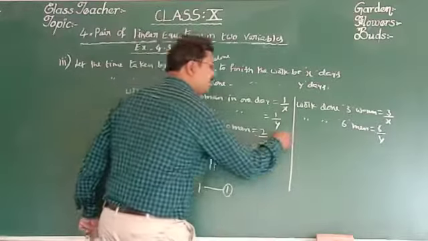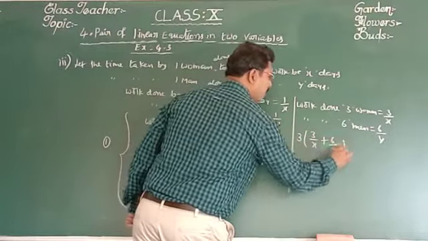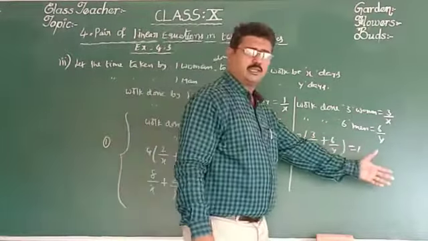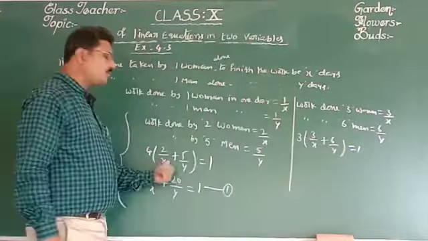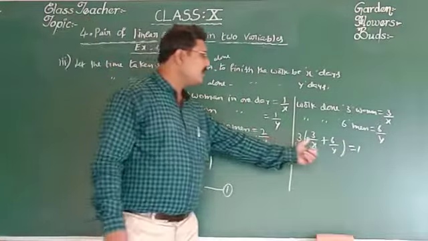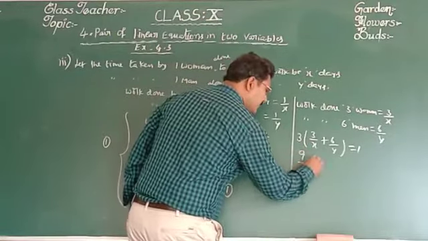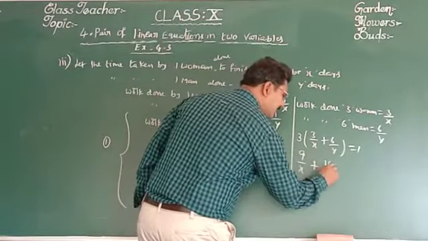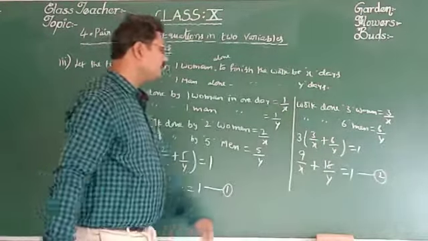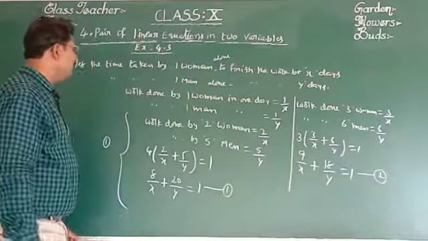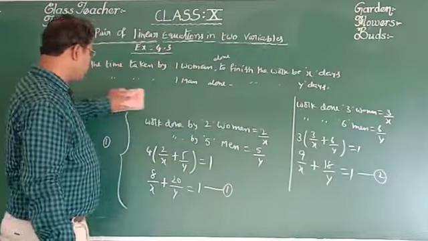So 3 days means 3 of 3 by x plus 6 by y is equal to 1, since 3 days means 1 by 3 per day. Cross multiplying, 3 of 3 by x plus 6 by y is equal to 1. For 4 days, 4 of 2 by x plus 5 by y; so for 3 days, 3 of 3 by x plus 6 by y is equal to 1. So 3 3s are 9 by x plus 3 6s are 18 by y is equal to 1. Call it equation number 2. 9 by x plus 18 by y is equal to 1. Now part 1 and part 2 are over.